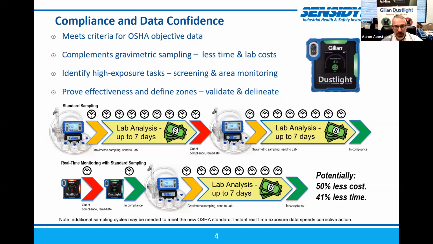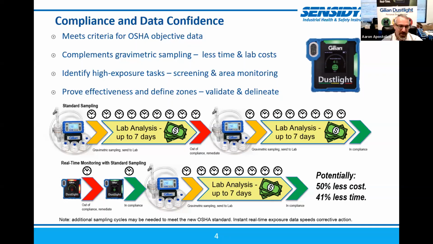And this illustration really shows you, with traditional gravimetric sampling, you're looking at time spent both sampling, the time it takes for the lab analysis, plus the cost of lab analysis. And then if you find out that you were either non-detect, which does occur, and/or out of compliance, you have to go back and sample again.